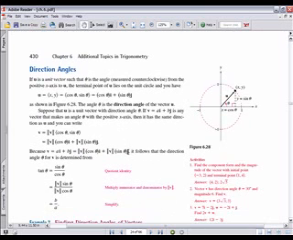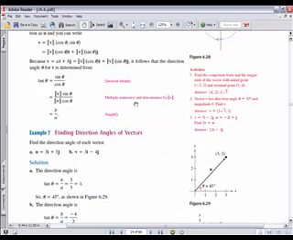Direction angles, going back to a unit circle and realizing that x is related to cosine, y is related to sine, we can write a unit vector in terms of direction angle as cosine theta i plus sine theta j.